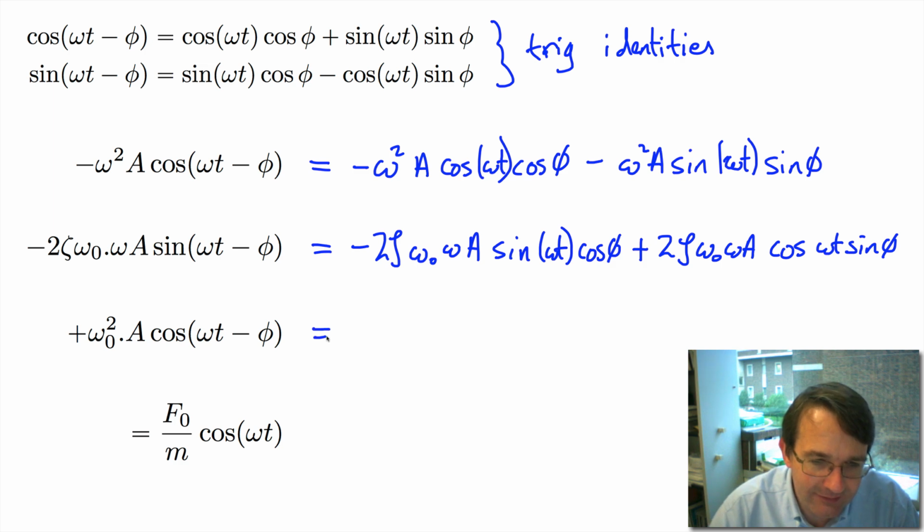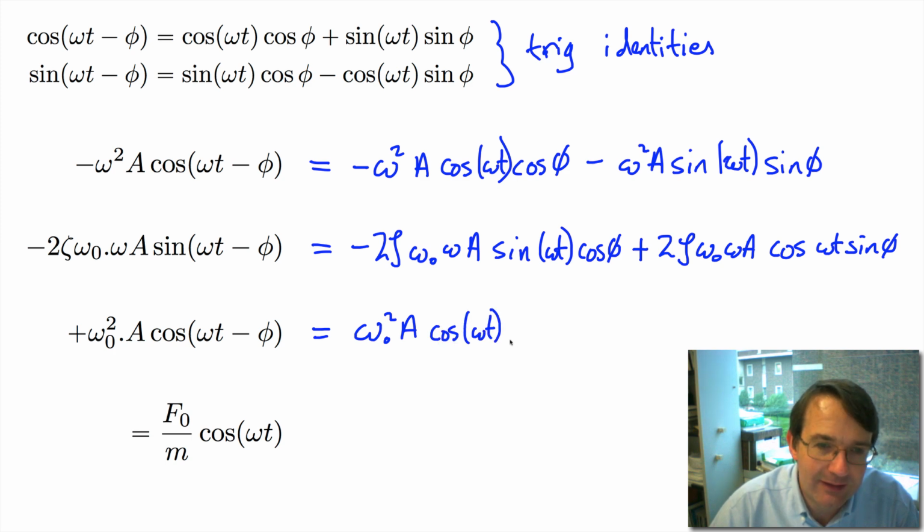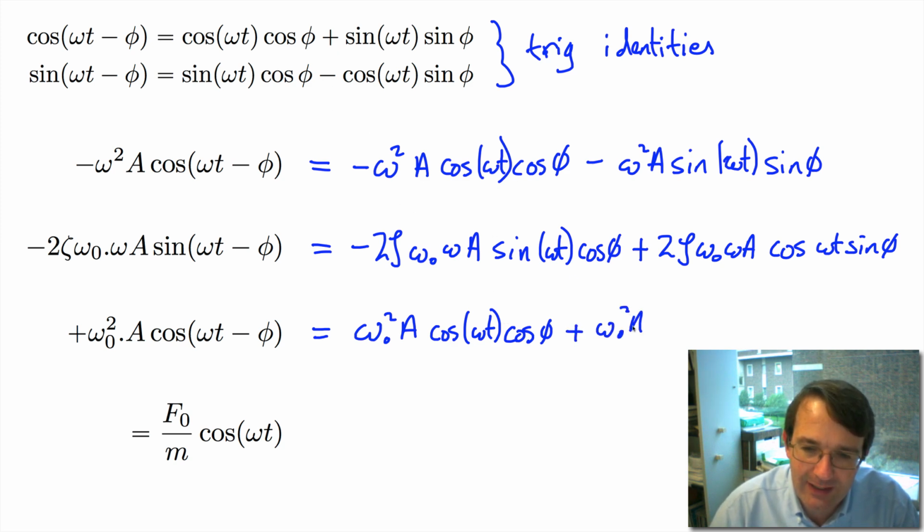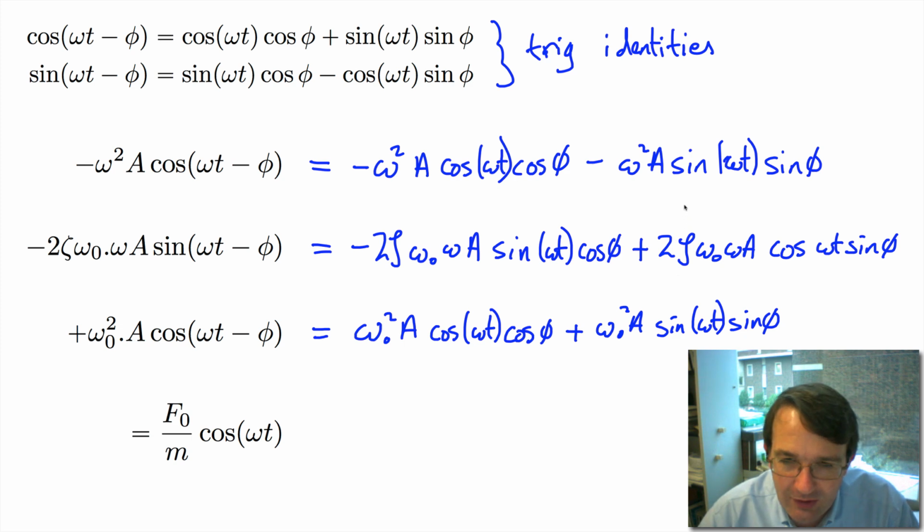And then this last term here, we have omega naught squared times a, and then it's the cosine of omega t minus phi, so this becomes cosine of omega t times the cosine of phi, and then it's plus and a plus, so again plus, and then omega naught squared a, and then this is going to be sine omega t, and then sine phi. So we've got this now hugely long expression, so let's tidy this up and then go about how we're going to figure out how we're going to solve this.